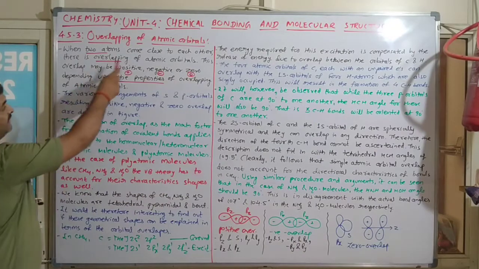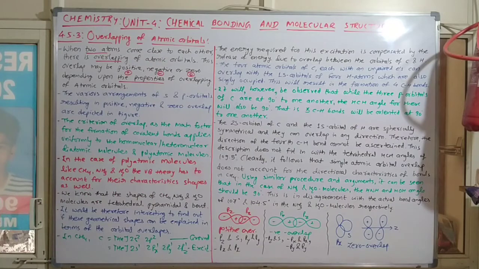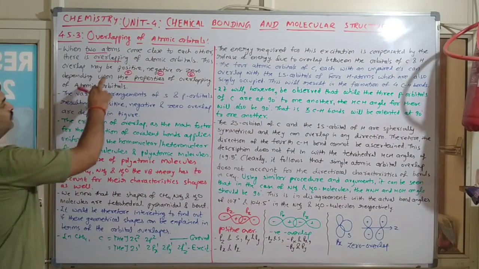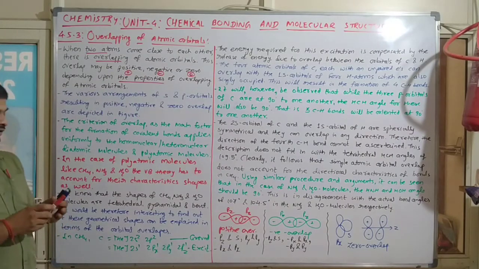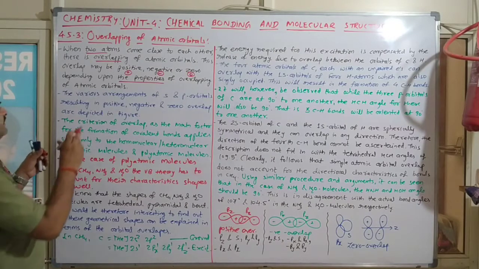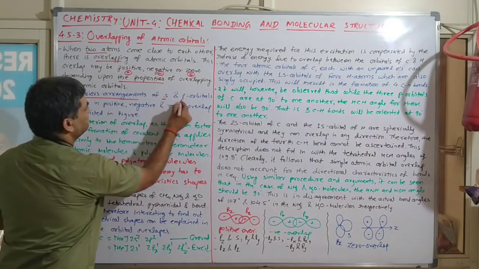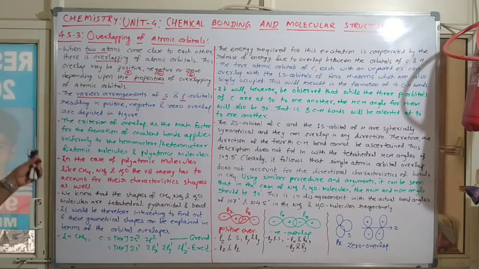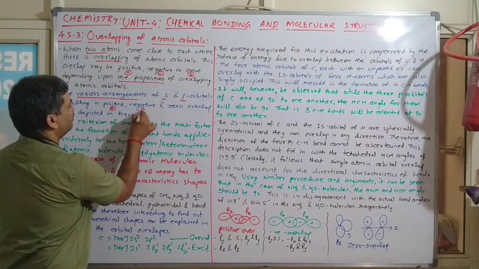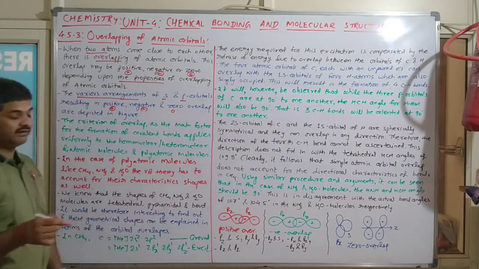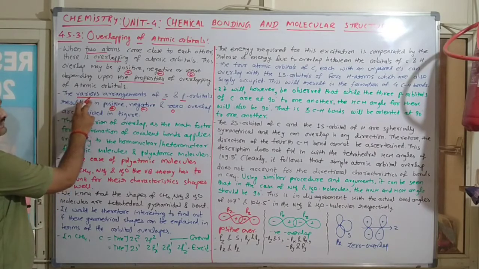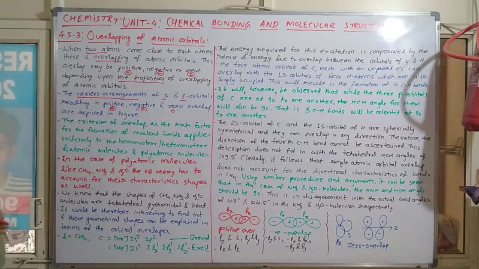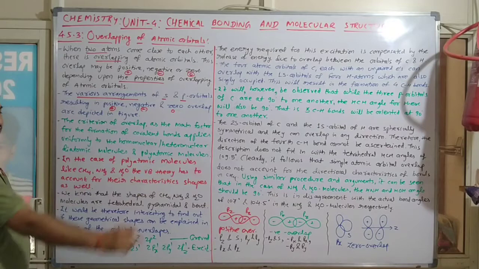Correct? When two atoms come close to each other, there is overlapping of atomic orbitals, and this overlap may be positive, negative, or zero. The various arrangements of s and p orbitals resulting in positive, negative and zero overlap are depicted in the below figure. In p, px, py and pz will be there. Clear?